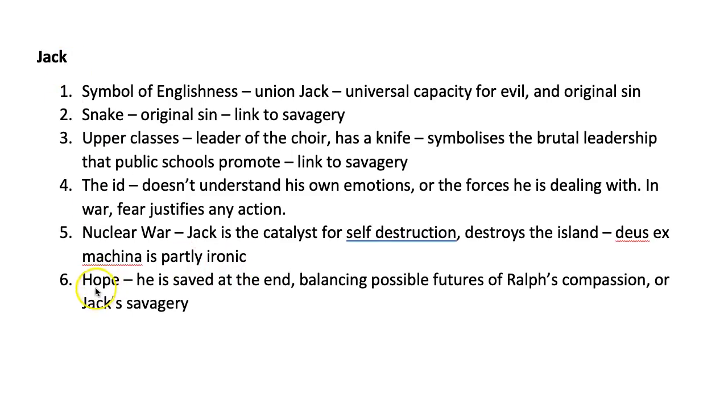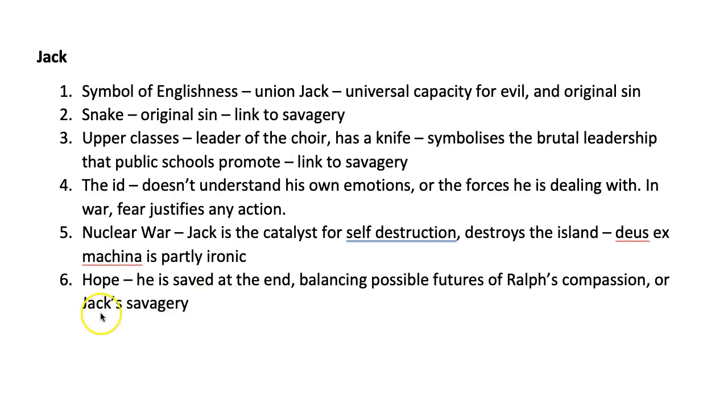Ultimately, Jack also offers us a brief amount of hope in that he is saved at the end. So there is the possibility that he will have learnt lessons from the island and his part in it. However, the quotations at the end suggest actually that it's only Ralph who's developed any kind of compassion. So Golding is balancing two possible futures. A future in which Ralph's compassion does lead him to be a brilliant leader, or a future that's still based in a warrior culture, still based in war, and Jack's savagery will still make him the future choice as leader.